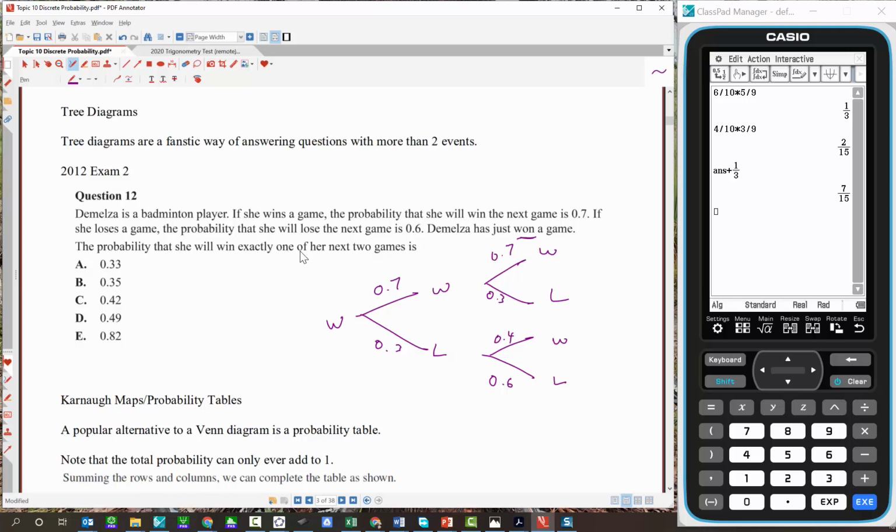Probability that she will win exactly one of her next games. So that can be win, loss, or loss, win. So win-loss is 0.7 times 0.3. Loss-win is 0.3 times 0.4. All right, that's going to be 0.21. That's going to be 0.12. 0.33 is going to be our answer there. So you notice that if you're comfortable with decimals there, it can speed things up. You just don't have to use the calculator to do it.